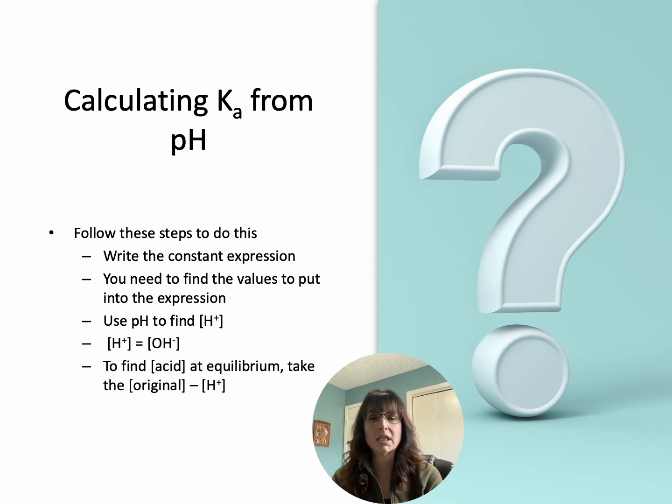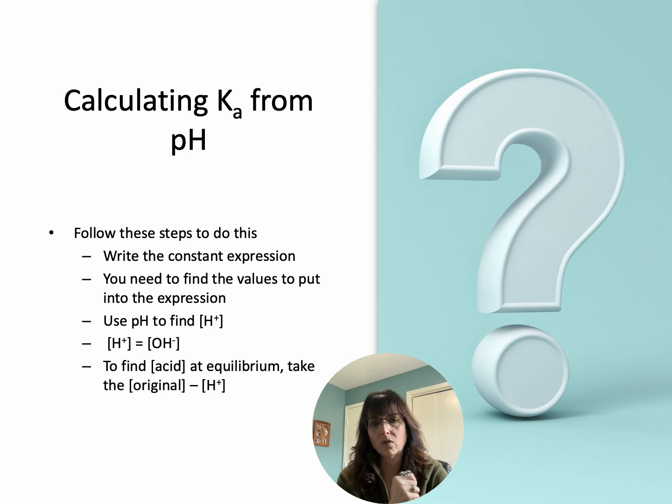Think about acetic acid. It's going to break down to form H's and acetate ions. So those two are going to be the same. And you can find the acid at equilibrium. All you have to do is take the original value and subtract off however much it breaks down. So we'll practice these in the classroom, but just remember, you start with this acid, HA, and it's going to make some H's and some A negatives, not that many.